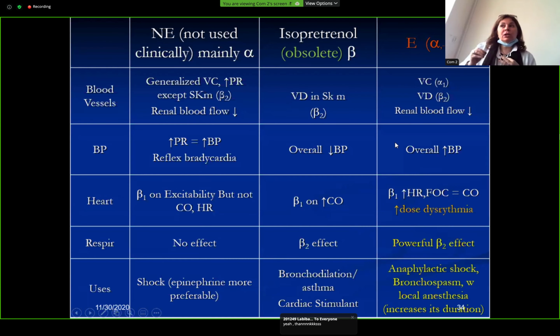Remember that blood pressure is not related only to the heart, you also have renal blood flow, and what else? The kidney, but overall you have an increase in blood pressure. And also the heart rate, because of the beta-1. So remember, when you're giving someone epinephrine, he might go into dysrhythmia or fibrillation. You have to be careful, but it's a powerful bronchodilator.